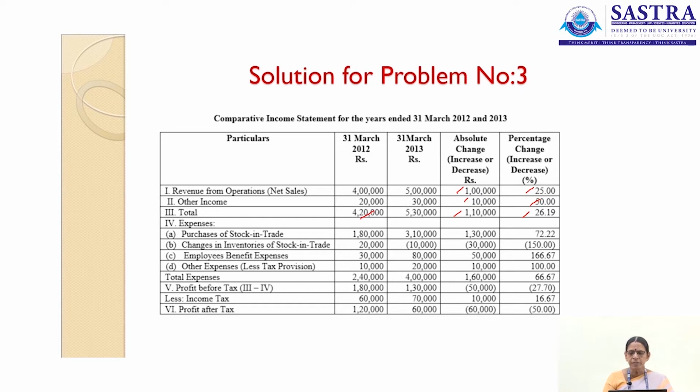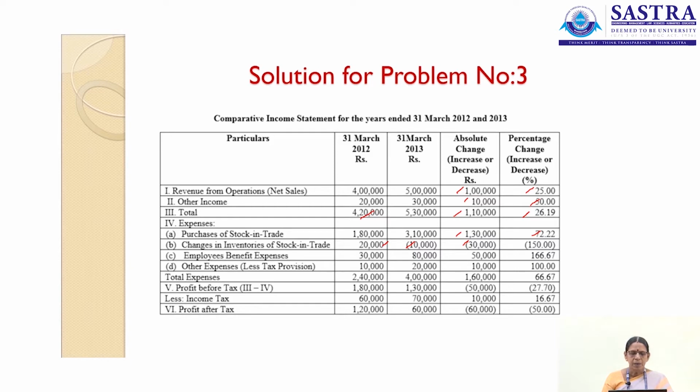Purchases of stock in trade, we have 1 lakh 30,000 as your increase. So increase divided by 1 lakh 80,000 will get 72.22. Changes in the inventories of trade, we have 20,000 in the previous year and 10,000 as a decrease in March 2013. So 20,000 minus of minus 10,000. So it comes to 30,000. That is 20,000 plus 10,000, it comes to 30,000. So we have 150 as percentage.